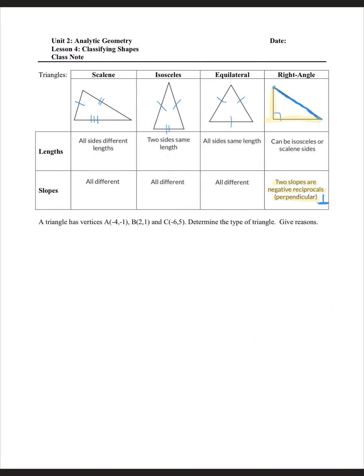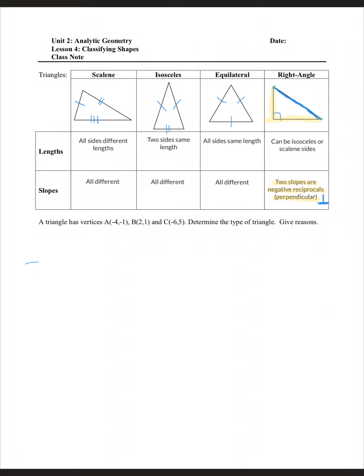Let's take a look at an example and how we can classify certain characteristics of this triangle. A triangle has vertices A at -4, 1, point B at 2, 1, and point C at -6, 5. Determine what triangle we have. We're going to try to determine: is it scalene, isosceles, equilateral? Could it possibly be a right angle triangle? We're going to do all this with algebra, but let's just do a rough sketch of this triangle.